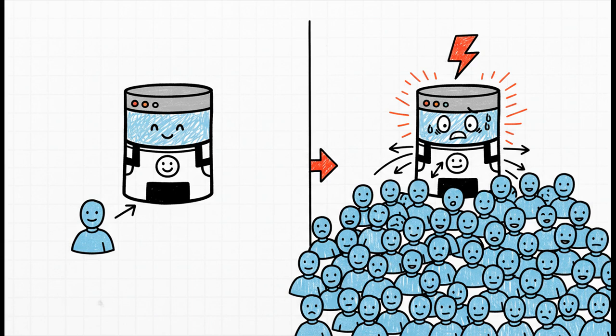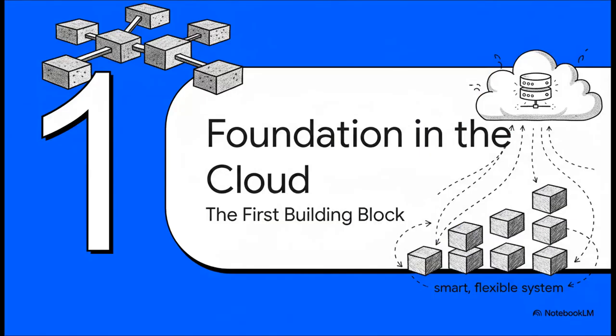It crashes. See, a single server is like a small coffee shop with just one barista. If a tour bus with 100 people pulls up, that barista is going to get completely overwhelmed. The line grinds to a halt, and nobody gets their coffee. And that is the exact problem we are going to solve today. So how do we fix this?